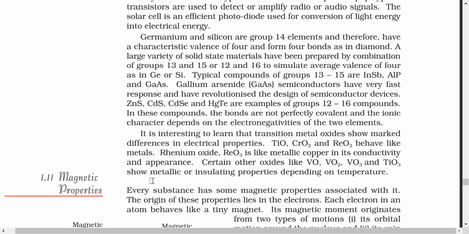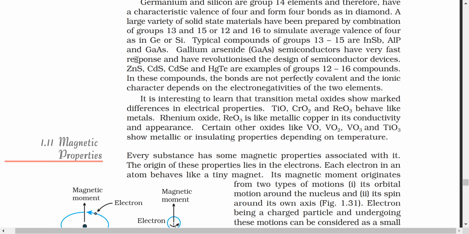Typical compounds of group 13-15 are InSb, AlP, and GaAs. Gallium arsenide semiconductors have very fast response and have revolutionized the design of semiconductor devices. हम basically betterment develop कर रहे हैं same type of semiconductor by using various materials. ठीक, इसी तरह 12 to 16 group के भी ऐसे compounds हैं.